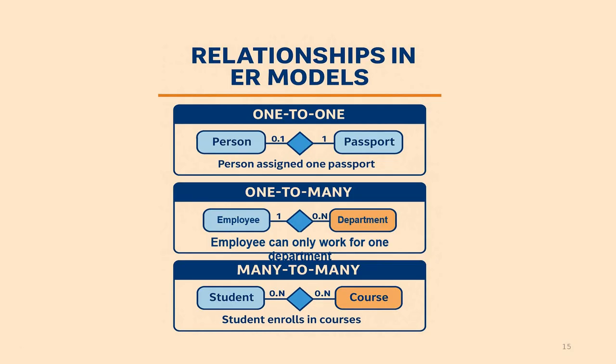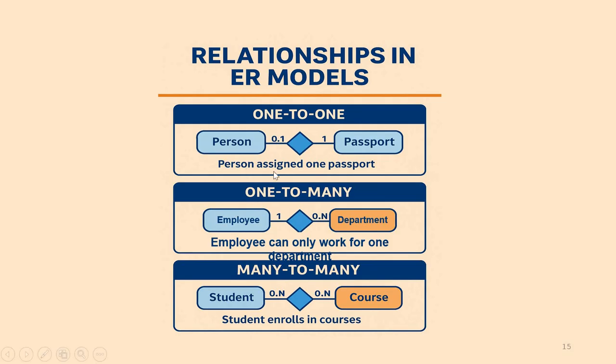Last one, many-to-many relationship, like the relationship between student and course. Student studies several courses. The course contains several students. This is many-to-many relationship.